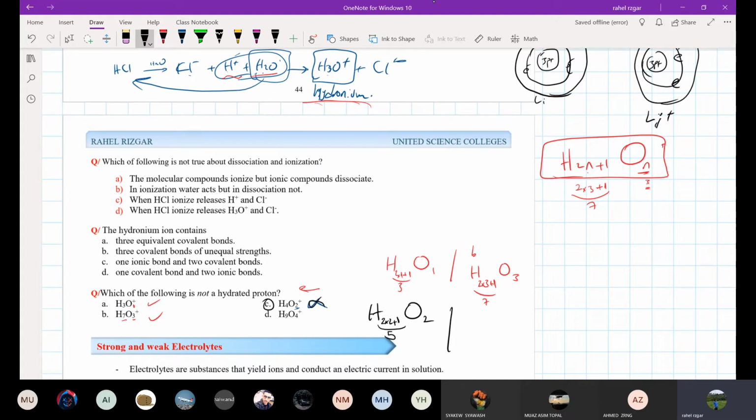Let's look at D as well. D is HO4. What if the oxygen is 4? Then hydrogen must be 2 times 4 plus 1. Then the total is 9. 2 times 4 is 8, plus 1 is 9. Is it correct? Yes, it is also correct. Our hydrated proton. That's how you recognize a hydrated proton.